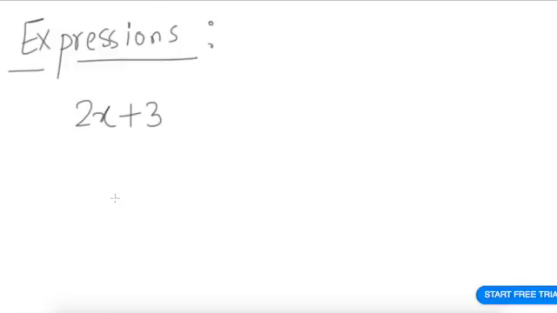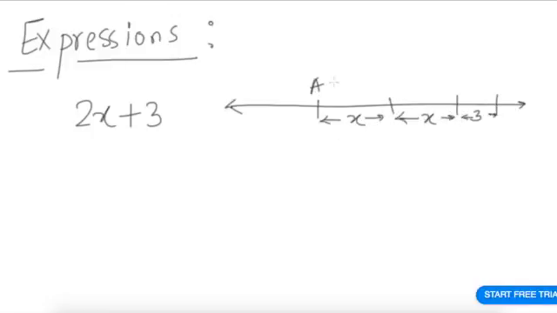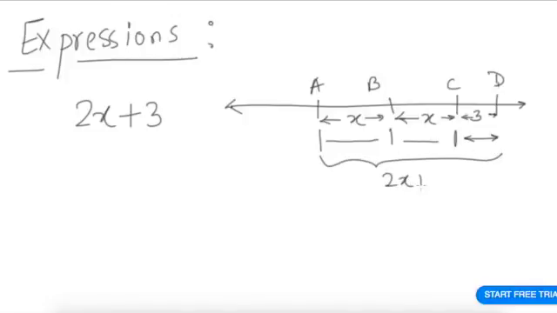Let us today talk about, in this chapter, algebraic expressions and identities. Let us understand what expressions are. So we see an expression called 2x plus 3. What does it actually mean? So it's 2x. AB is x, BC is x, uniform length, and CD is 3. This length is 3. Together they make 2x plus 3 on a number line.